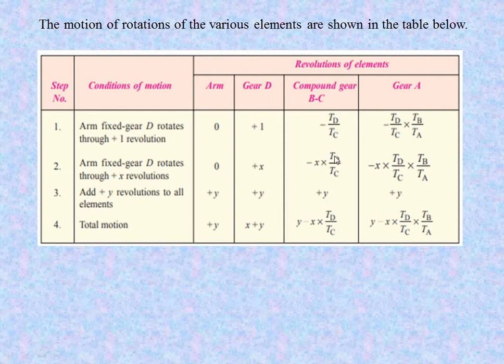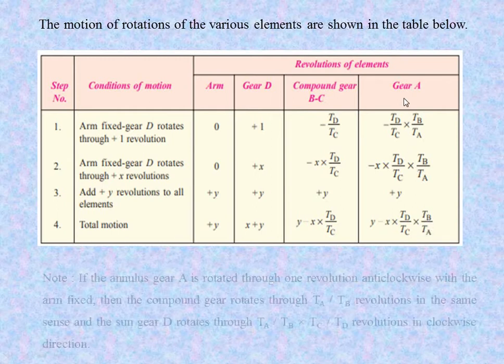Now minus X into TD divided by TC plus Y. So what we get here is Y minus X into TD divided by TC, and here Y minus X into TD divided by TC into TB divided by TA. This is the total motion of all the elements. So this last row indicates the total motion of the respective elements. That means plus Y is the total motion of this arm. X plus Y is the total motion of this gear D. Y minus X into TD divided by TC is the total motion of the compound gear BC. And Y minus X into TD divided by TC into TB divided by TA is the total motion of this gear A.